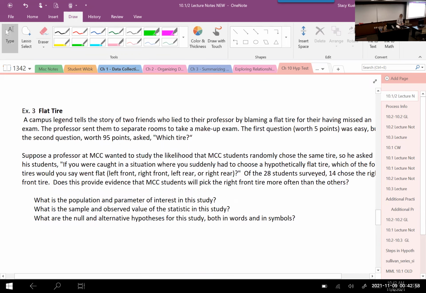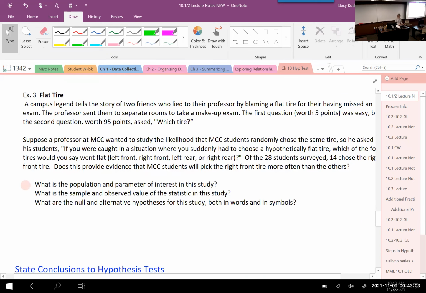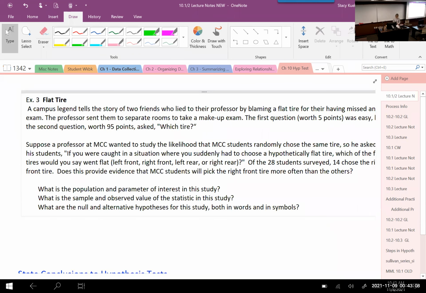All right, so let's look at this example here. A campus legend tells the story of two friends who lied to their professor by blaming a flat tire for their having missed an exam. The professor sent them to separate rooms to take a makeup exam, and the first question, worth 5 points, was easy. The second question, worth 95 points, said, which tire was it? I think that'd be kind of funny.